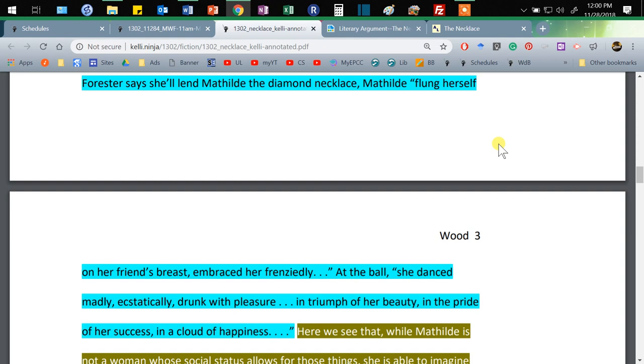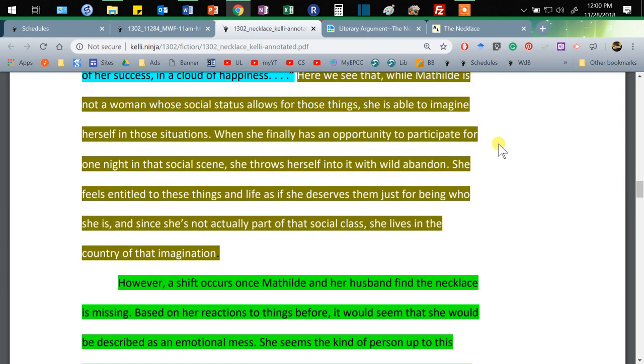Here we see that Mathilde is not a woman whose social status allows for those things. She is able to imagine herself in those social situations. When she finally has an opportunity to participate for one night in that social scene, she throws herself into it with wild abandon. She feels entitled to these things and life as if she deserves them for just being who she is.